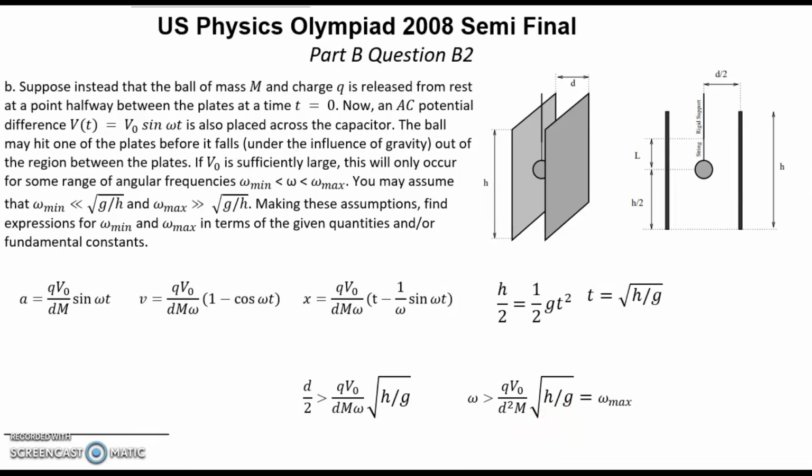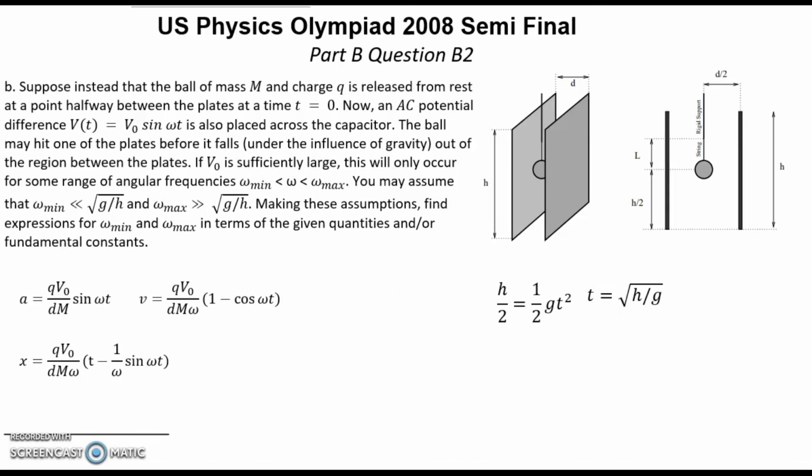Let's count the other possibility, when omega is very small. If omega is very small, it means that this sine could be represented in this form. So for small omega t, we have this approximate expression for sine omega t. We will get this expression for x, and now we can put in the expression for time, and for displacement we have this expression.